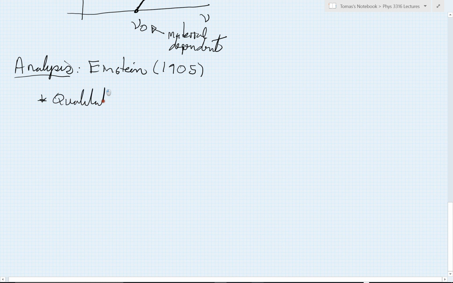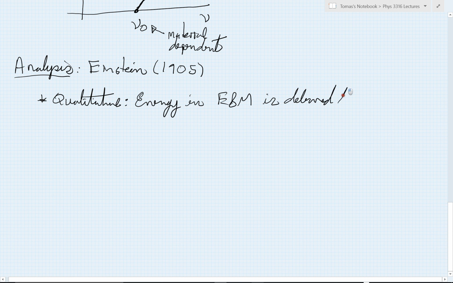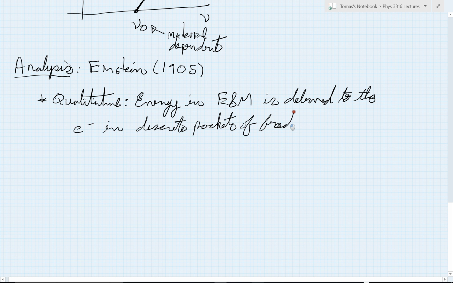Now, the qualitative part is where a lot of the real genius goes in. He was able to explain all these mysterious phenomena with one simple assumption. And that assumption is that the energy in the electromagnetic field is delivered to the electrons in discrete packets of a fixed size, and that size E of those energy packets depends upon the frequency.